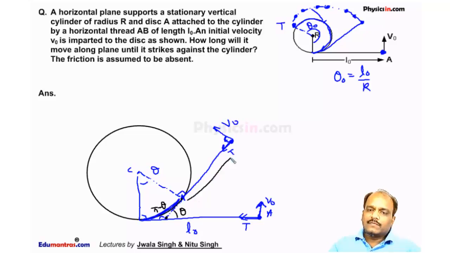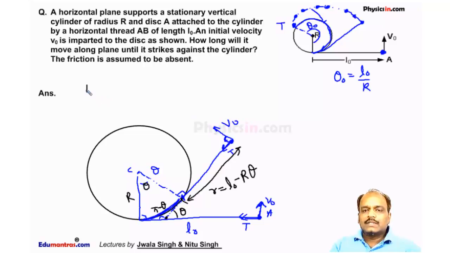Now this radius, we can say this radius is equal to L0 minus r into theta. The length traveled by the particle is r into theta. This angle is theta, this is r, so this length is r theta. So this becomes L0 minus r theta, this distance. Now the particle is moving with speed v.